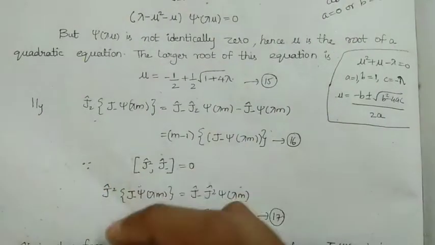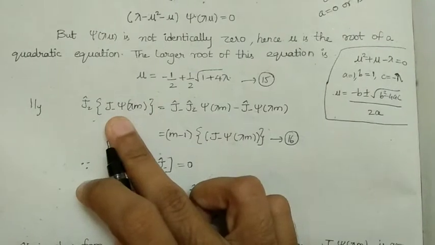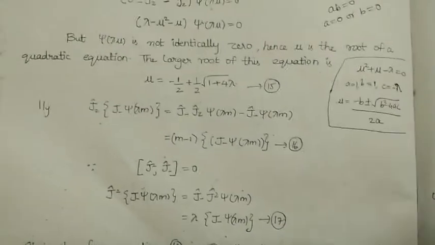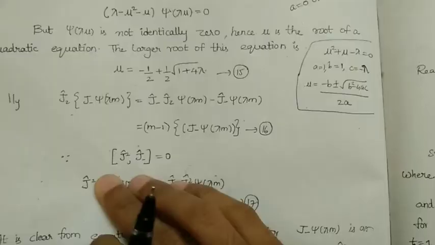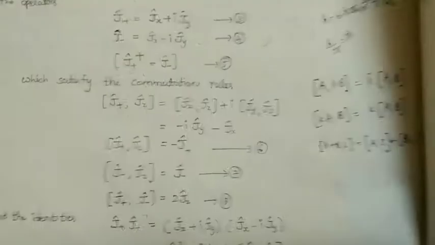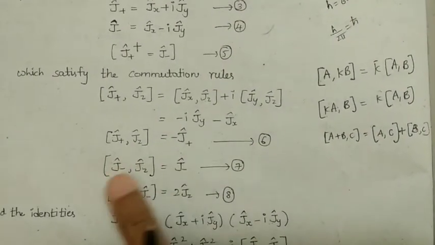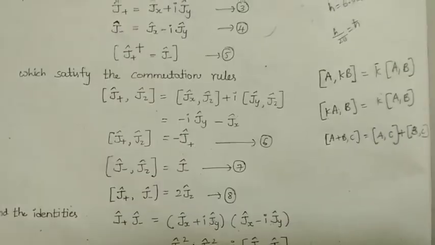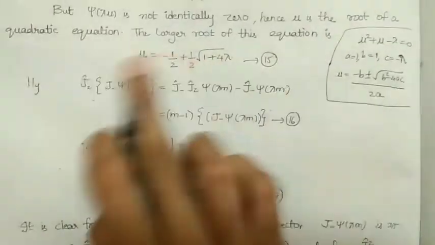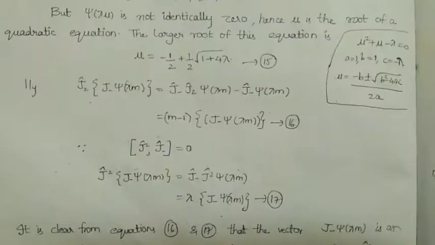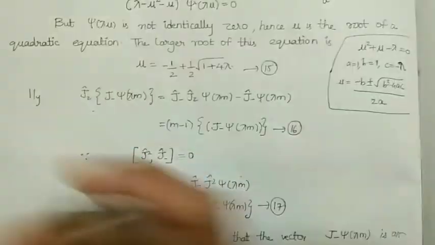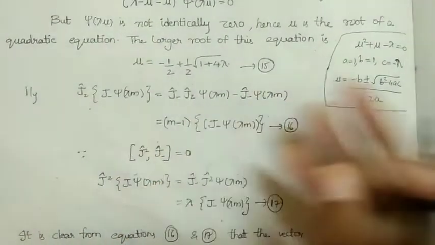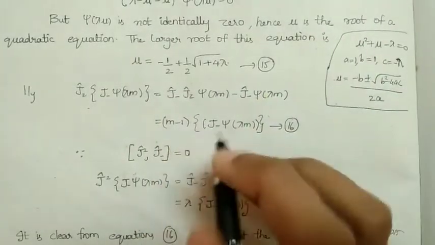And next, similarly, jz operating on j minus psi of lambda m. Here we have jz j minus. From the commutation rule, j minus jz minus jz j minus is equal to j minus. Based on that commutation rule, on simplification, we would have this form. And again multiplying with psi of lambda m on both sides, we will get this.